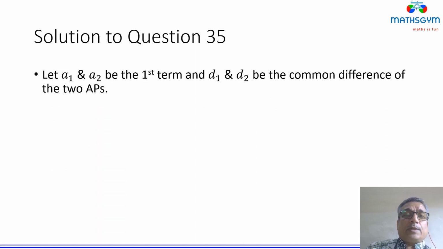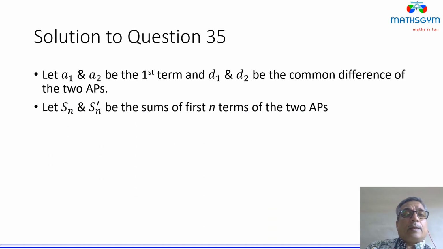Let a1 and a2 be the first terms and d1 and d2 be the common differences of the two APs. You need to understand there are two different arithmetic progressions here, so we cannot assume them to be the same. They have different first terms, a1 and a2, and common differences d1 and d2. Let Sn be the sum of n terms of the first AP and S dash n be the sum of n terms of the second AP.